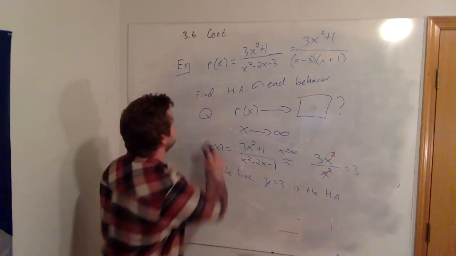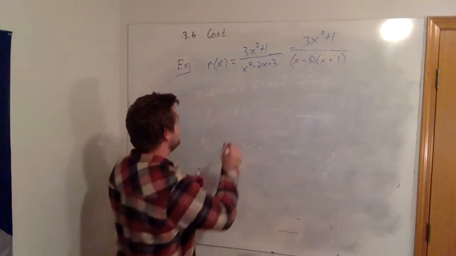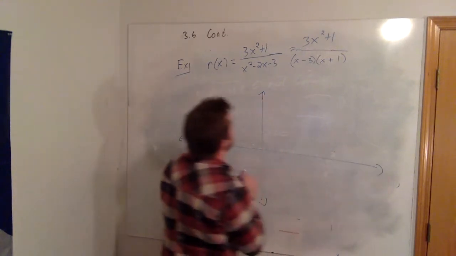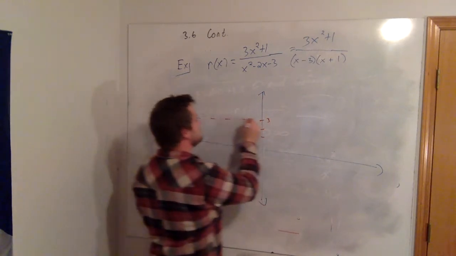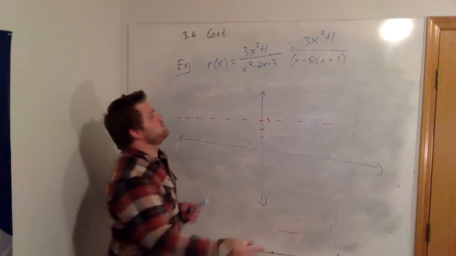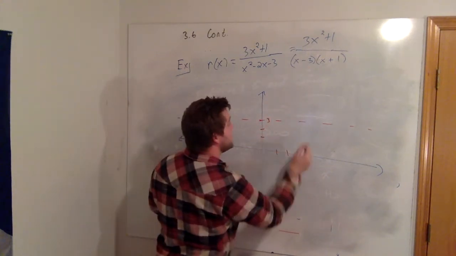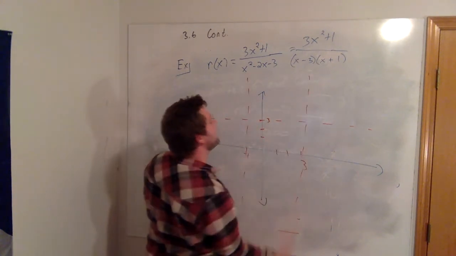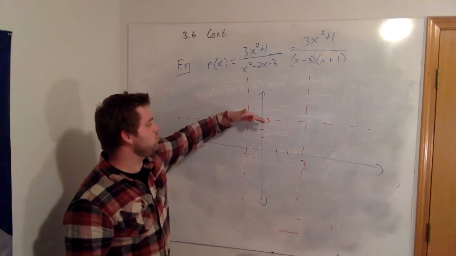Let's sketch this. We know some features about this rational function. We just discovered that it has a horizontal asymptote at y equals 3. And let's try to think about where its vertical asymptotes will be. Its vertical asymptotes will be at x equals 3 and x equals negative 1. So far we haven't pieced the whole graph together, but we know where its vertical asymptotes and its horizontal asymptote will be.